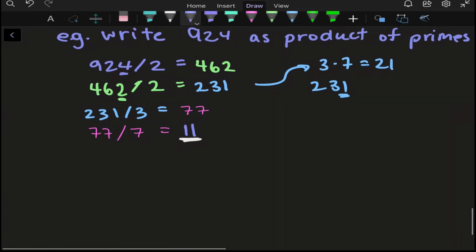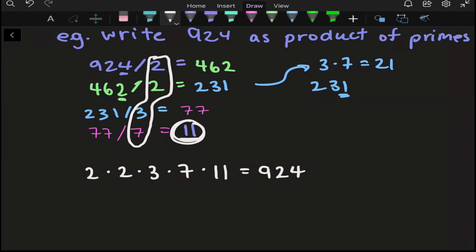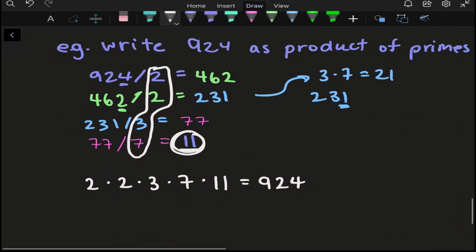And writing 924 as a product of primes will then look like all of these numbers here that we used to divide with. So the answer is going to look like 2 times 2 times 3 times 7. Now we ended on a prime like we want to, so we're going to multiply by 11 as well, and that equals 924. Okay, so the big thing to remember in writing numbers as a product of primes is we always want to end with a prime number. That's how we know that there's no smaller number we can find.